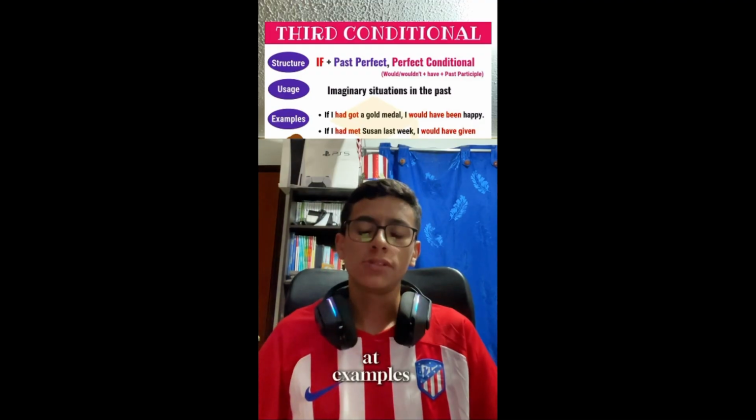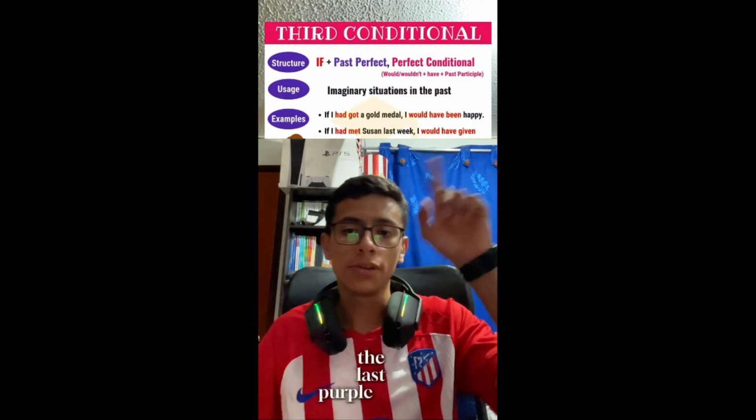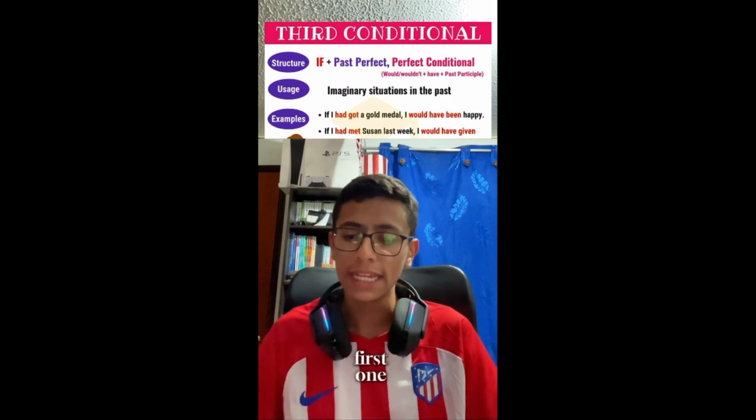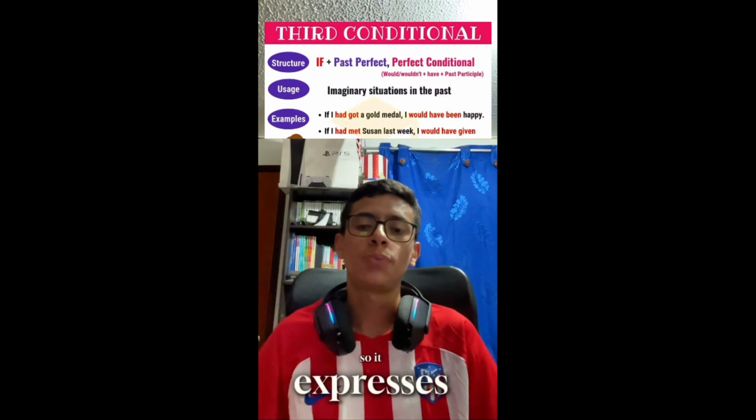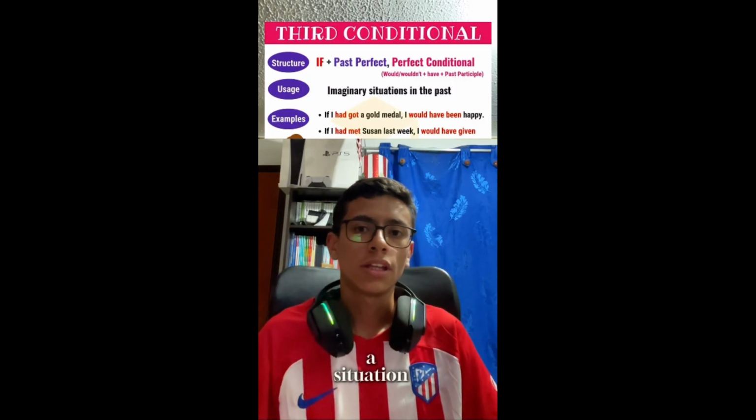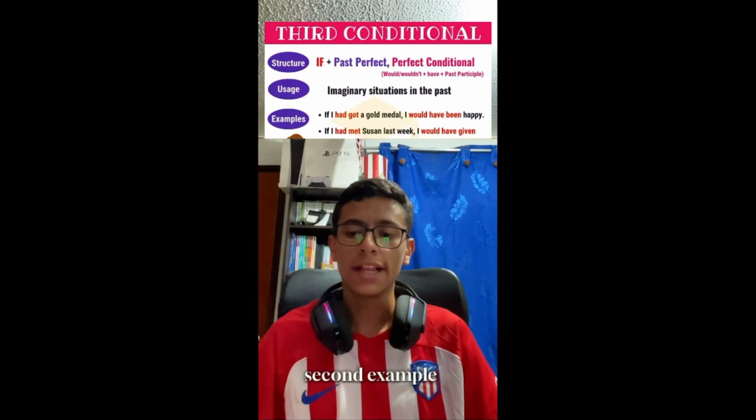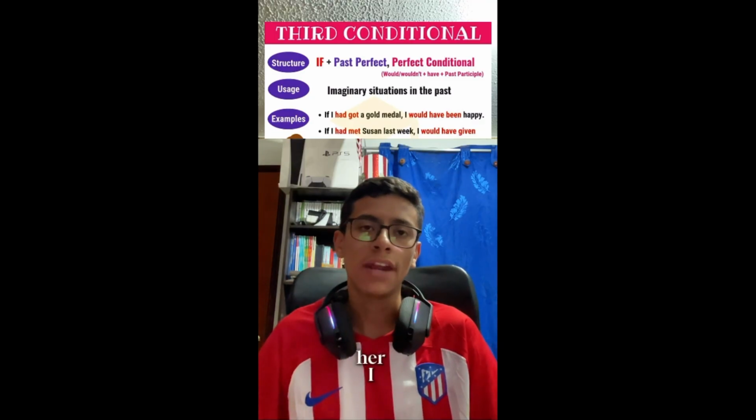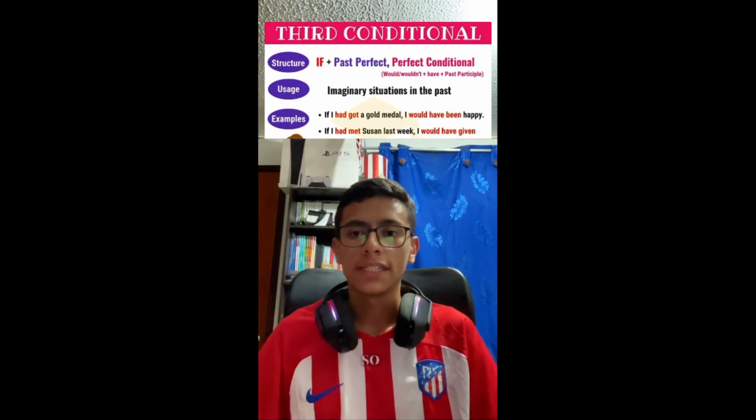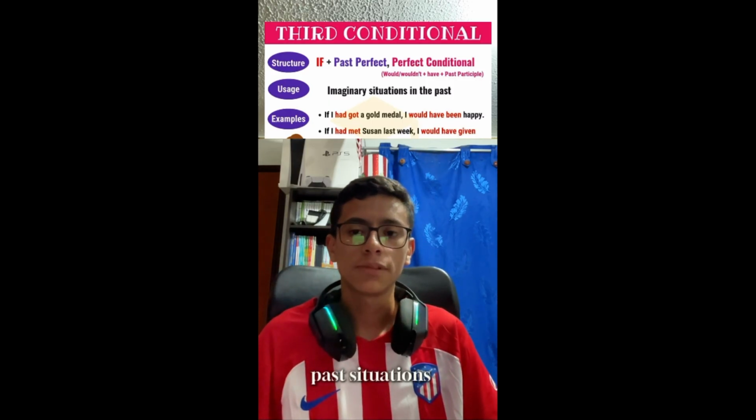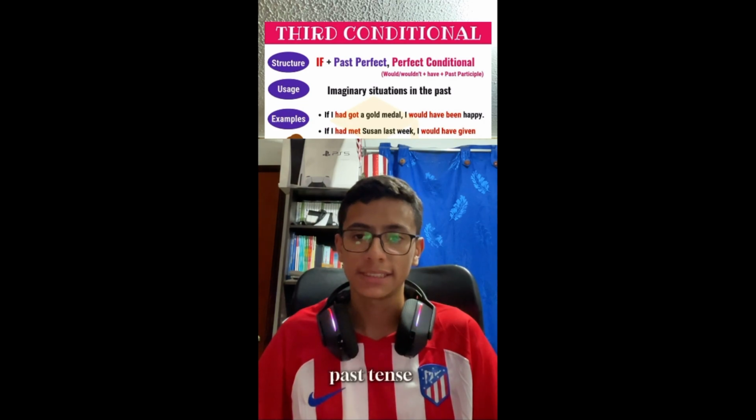Let's take a look at the examples right here. The last purple circle says, the first one: if I had got a medal, I would have been happy. So it expresses a situation where you would have been happy if you had won the medal, right? The second one says: if I had met Susan last week, I would have given her, I don't know, a hug, or I would have said hi, right? So it expresses past situations, but in a concrete past tense.